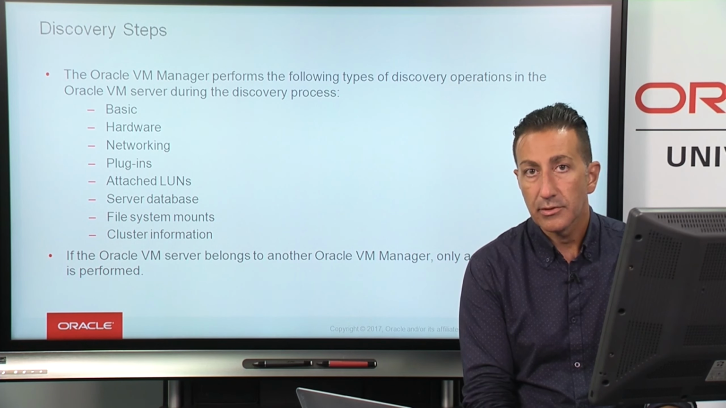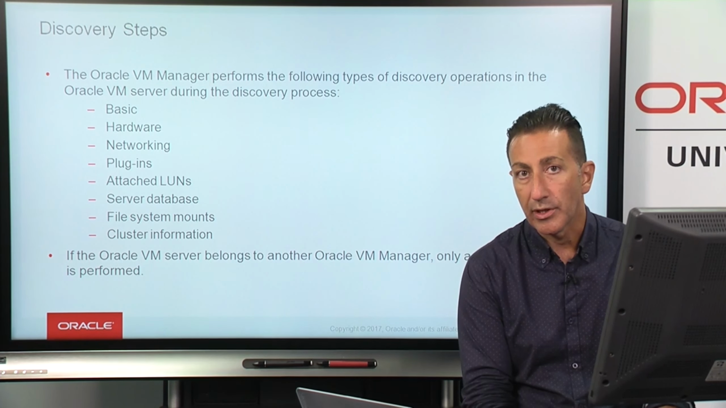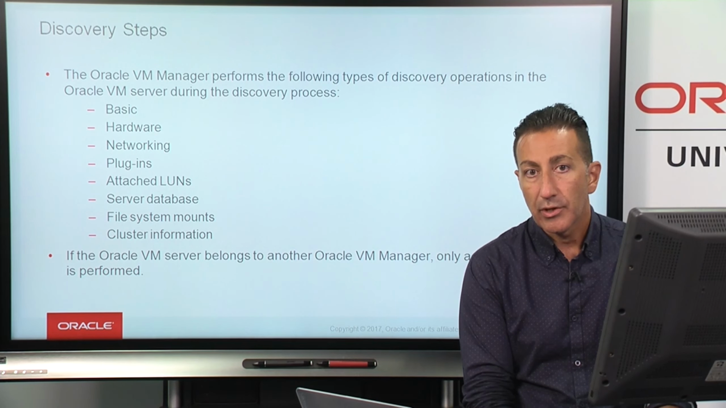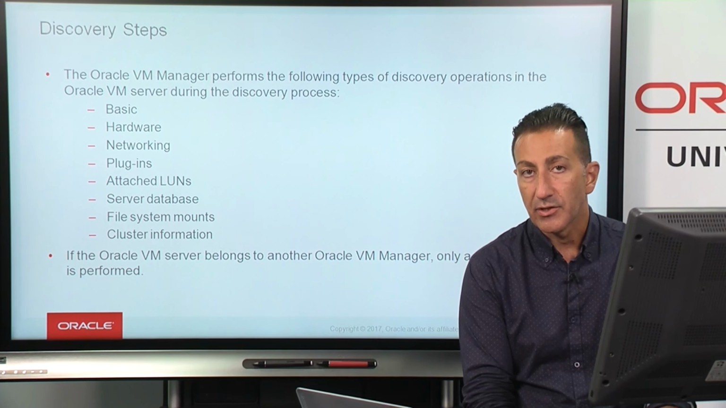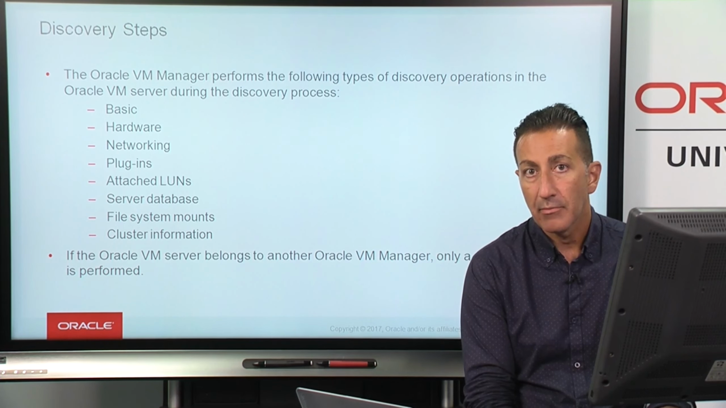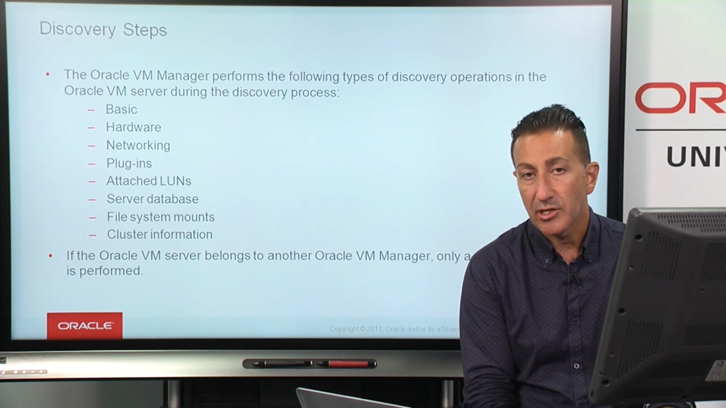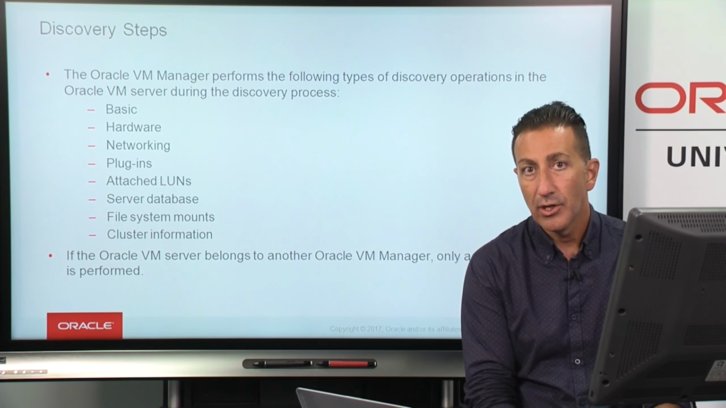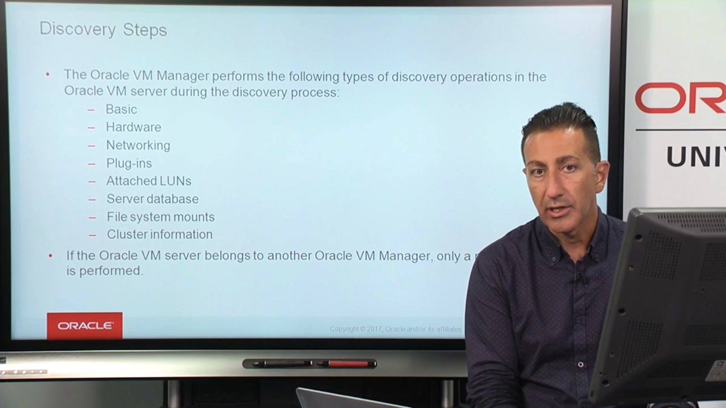Also the attached LUNs, so it tries to get the LUNs, for example, for iSCSI, fiber channel LUNs. Also it tries to detect if you have, in this case, local LUNs, for example, to work with local repositories. Also about the server database, it gets information from this /etc/ovs-agent/db file, all the information that it contains. For example, it may already be part of a previous Oracle VM installation, and you want to rediscover it again.